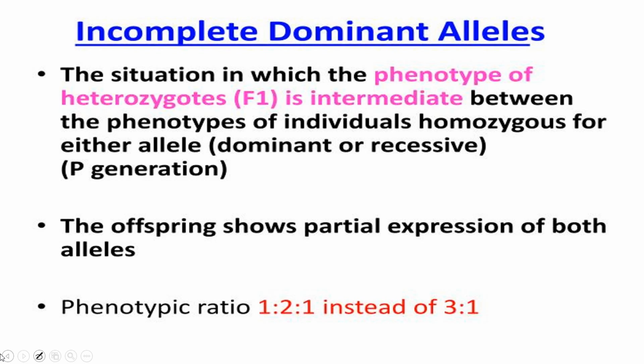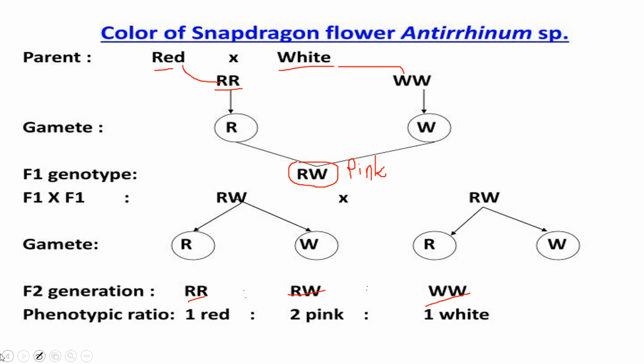So the phenotype of the heterozygous flower is intermediate between them. One gene cannot suppress the other one, and so it shows the intermediate expression in the F1 hybrid. And these are the examples. We are taking the example of the snapdragon for incomplete dominance.